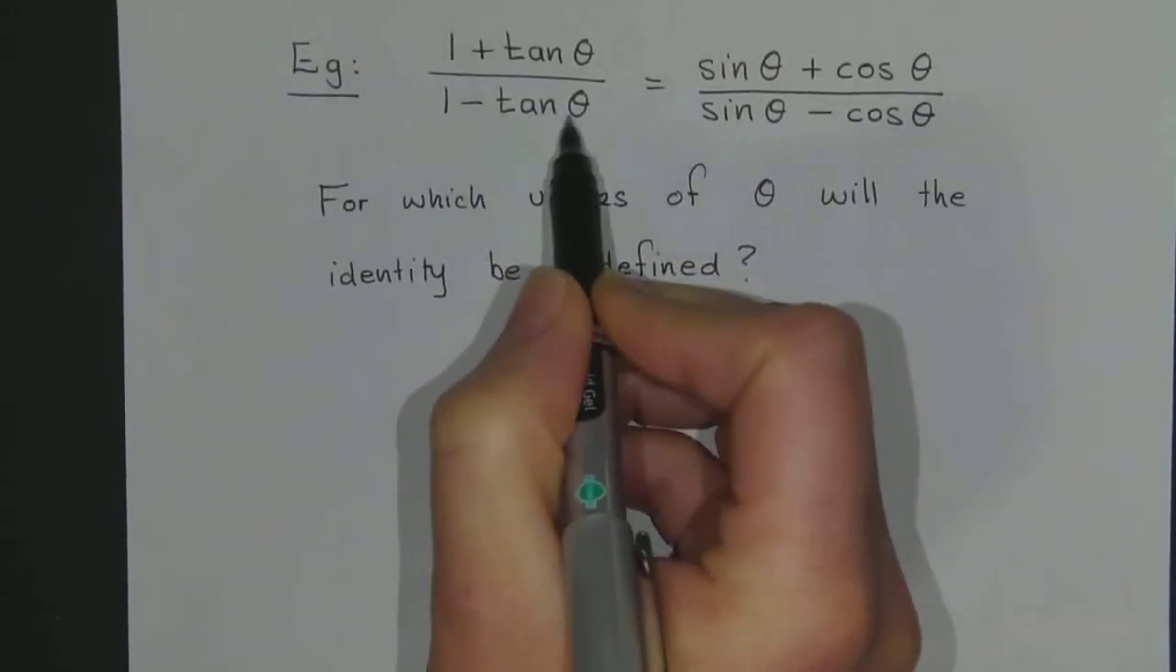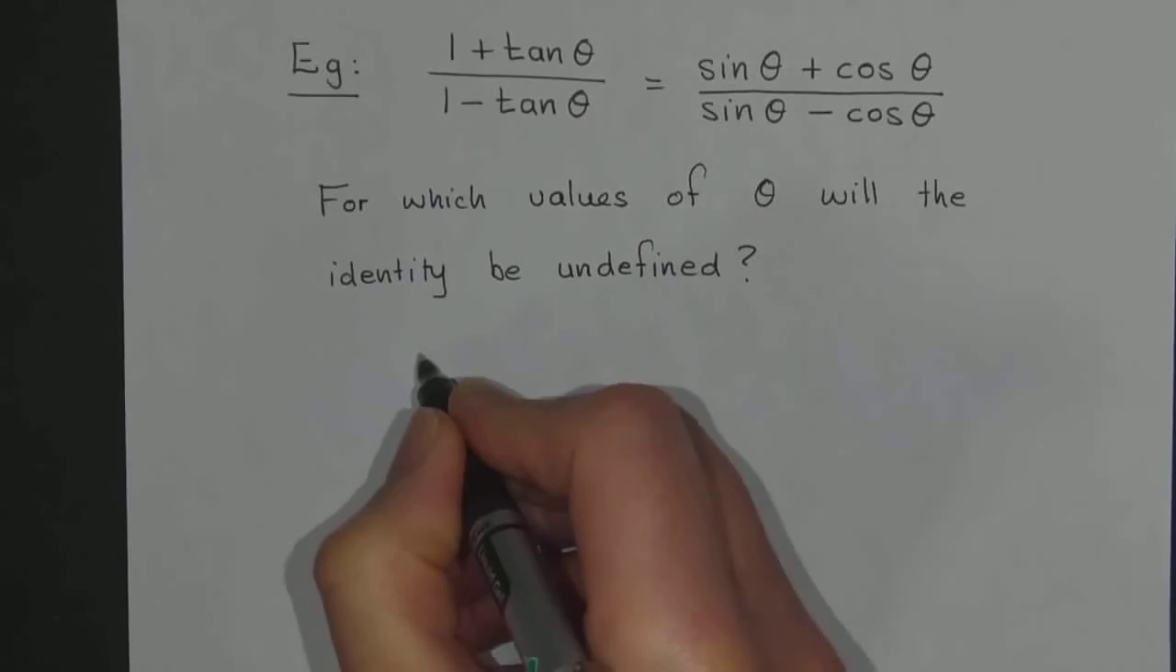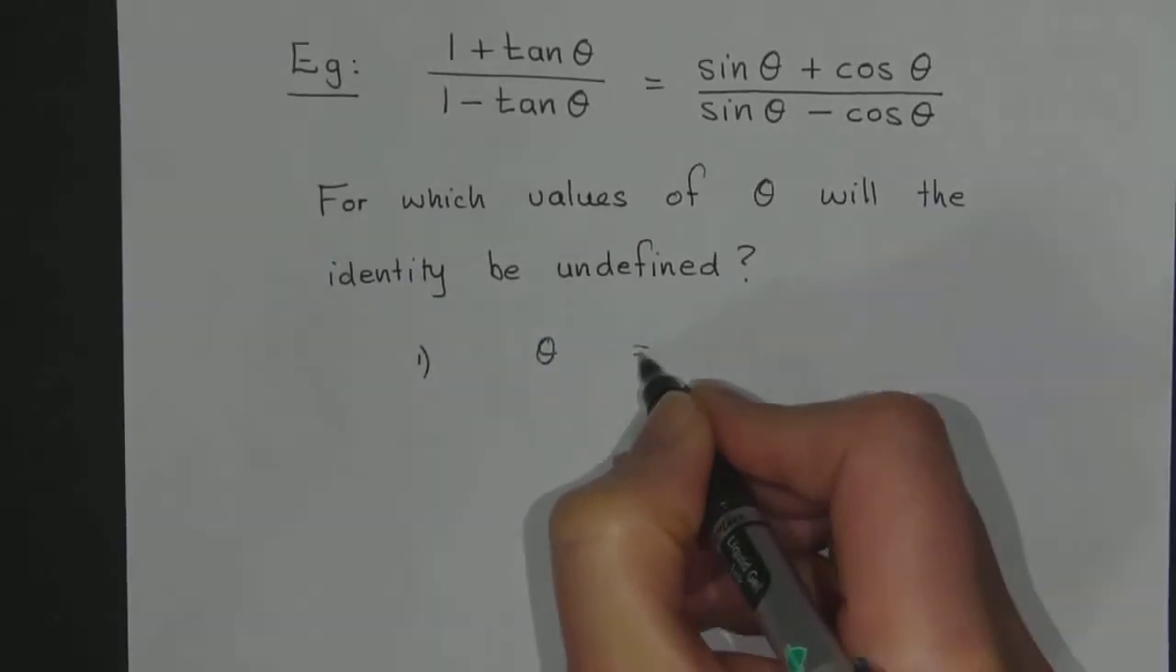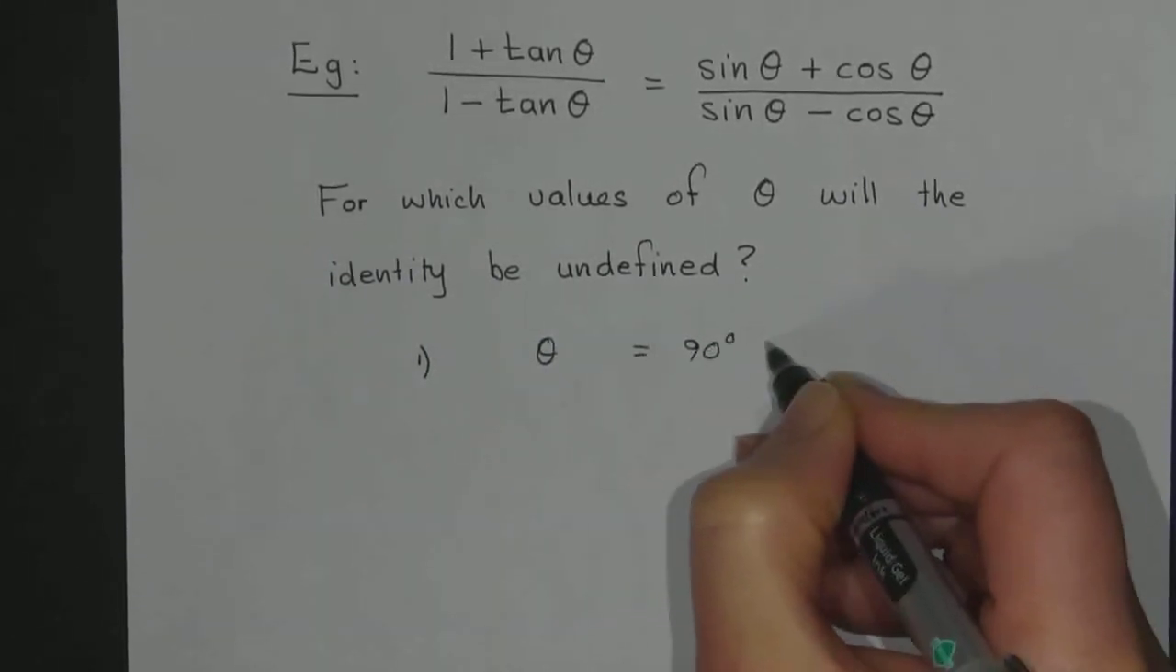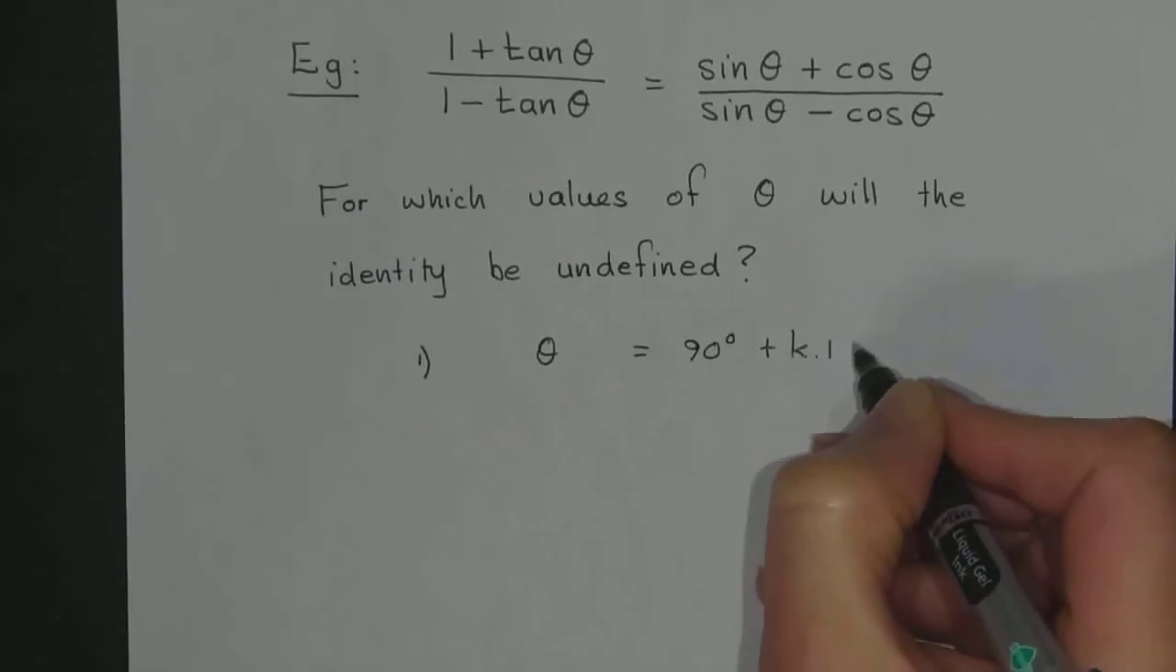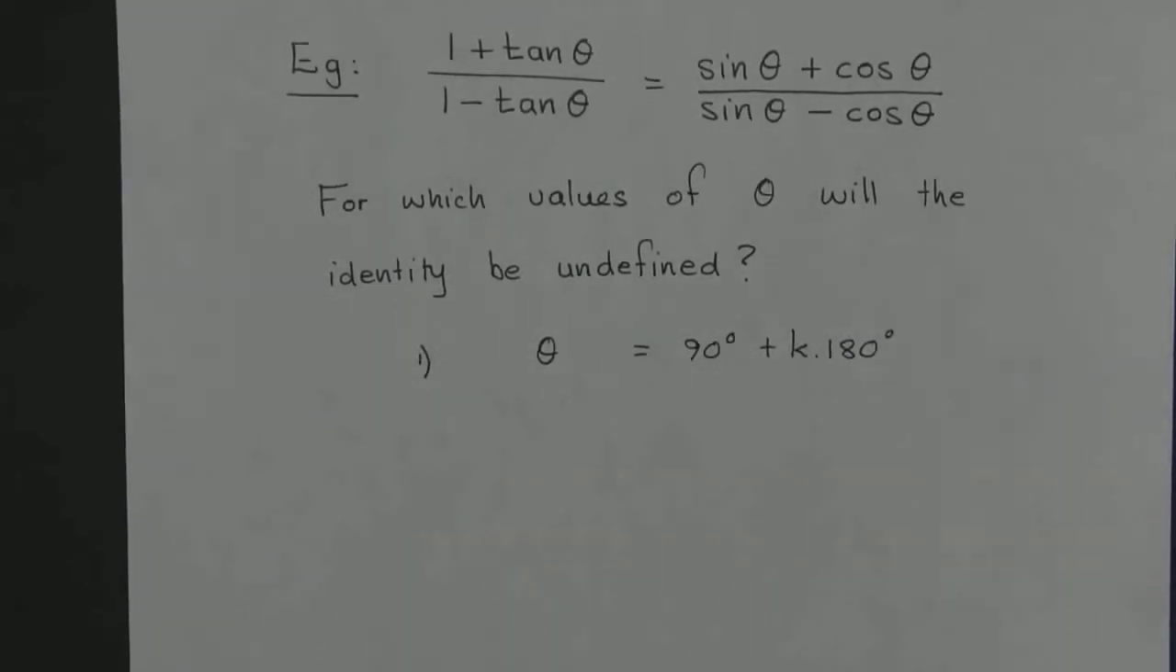And immediately, because there's tan, you can write down the first one is where theta is equal to 90 degrees plus k times 180, which is my general solution for the asymptotes of tan. You'll immediately get marks for that. No calculations needed because tan is present in the identity. That is one of my restrictions.